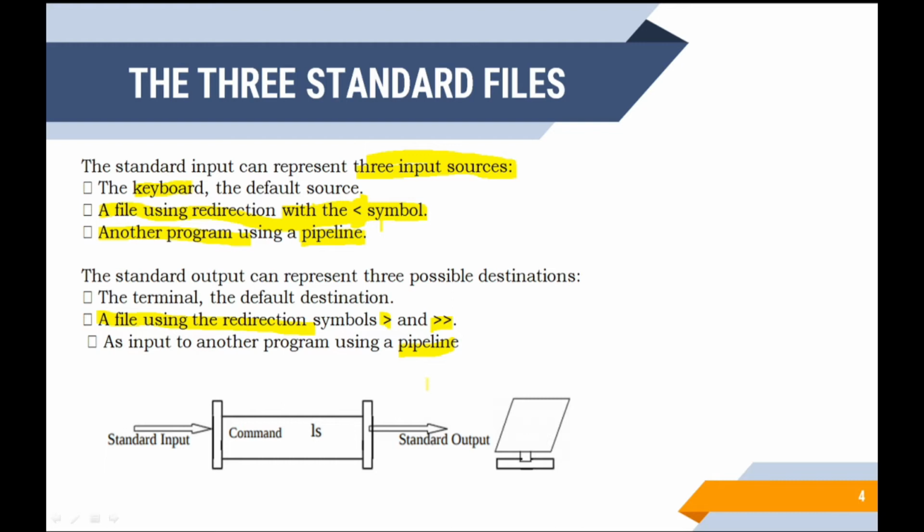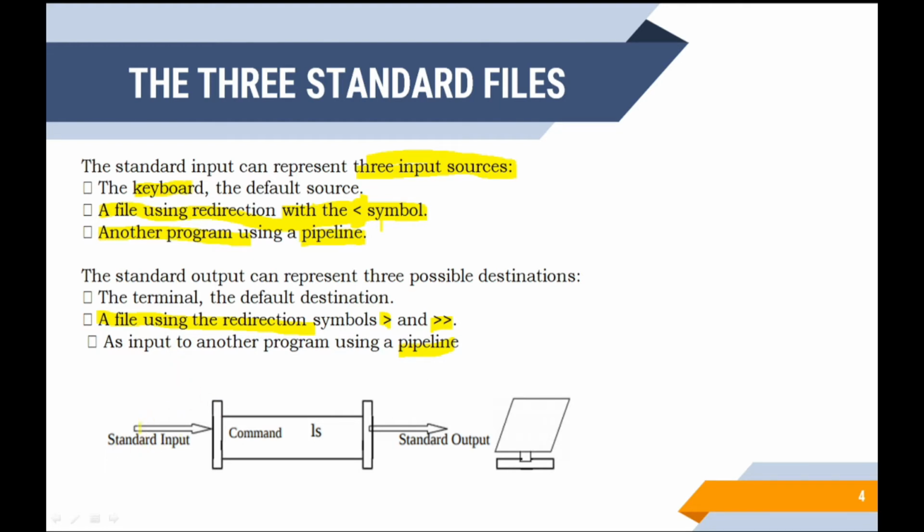Just remember, there are three ways for standard input. First one is by using the keyboard, second one is by using a file. If you are using a file, you have to use the redirection operator, that is the less than symbol, or you can use pipelines also. Then standard output, by default it will be the terminal. Then by using the redirection symbols, greater than or double greater than will be used, and then the pipeline is there. Just see this diagram here.